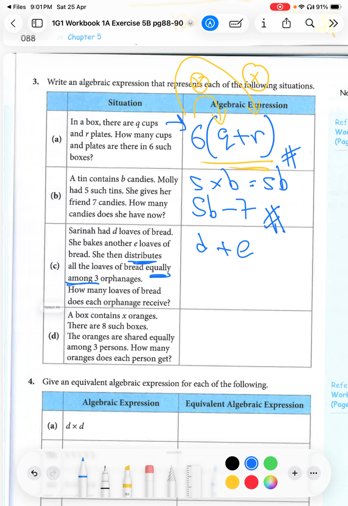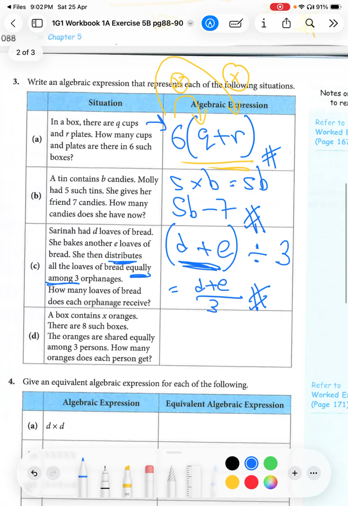Basically, it's divide by 3. It should be this, but this should have a bracket because the total is D plus E. The total she had is D plus E, so it should be in a bracket. Then she'll just divide by 3 like this. Because D plus E is together as one, then divide by 3, you need a bracket.